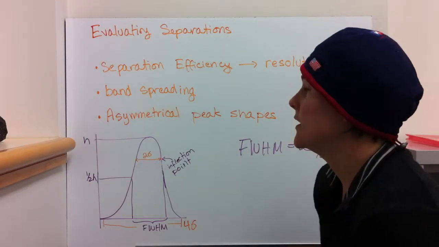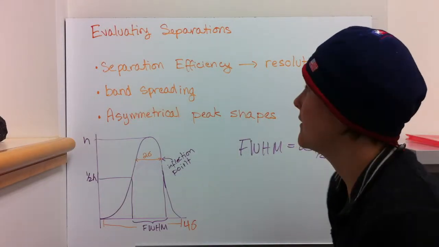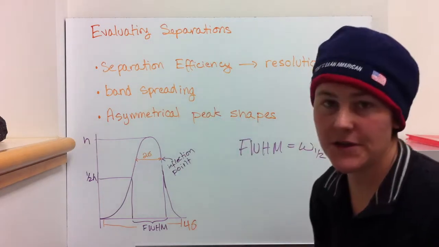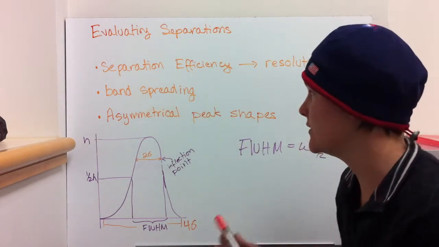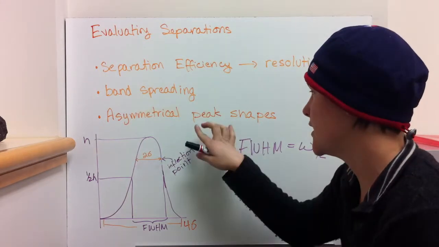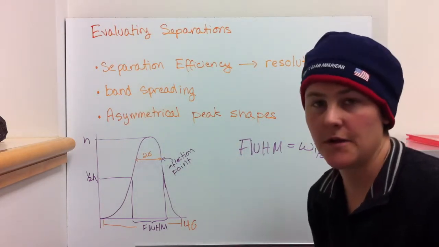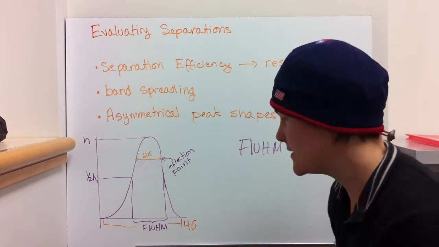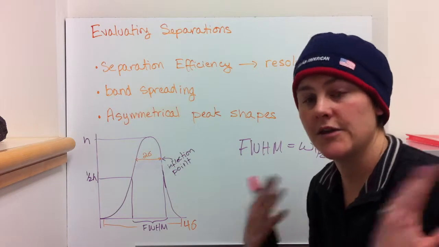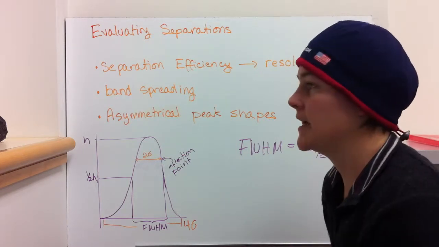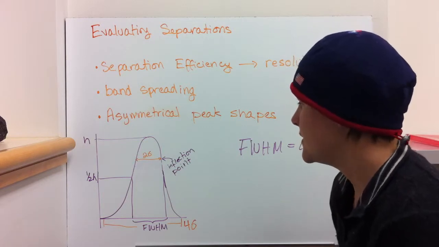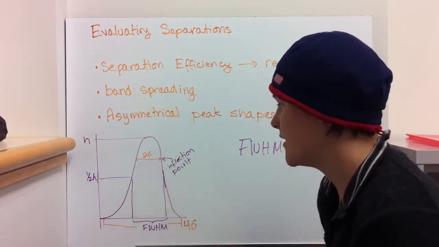Let's talk in a little bit more focused way about evaluating separations. So we want to talk about separation efficiency or column resolution. We want to talk about reasons why bands might spread, and then we also want to talk about reasons why you might end up with an asymmetrical peak shape. These are the kind of things that you want to be thinking about whenever you're doing chromatography, and you just want to be aware that there could be problems and where they might be coming from if you do encounter them.